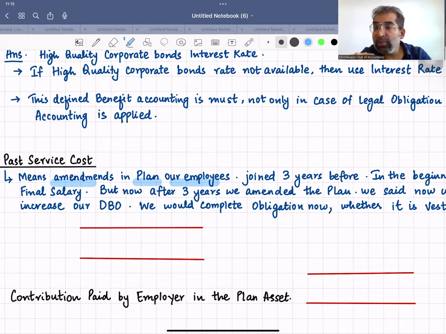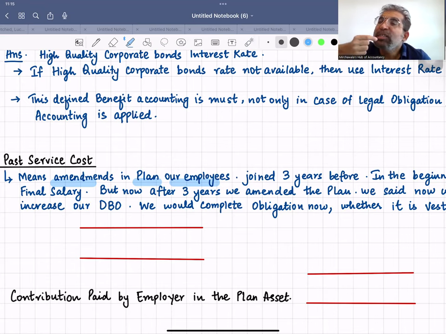Okay. And why do we call it past service cost? Because listen, we are going to give them additional benefit for their past services as well. Overall, I have said now you will get 50% of the final salary instead of 30%, for all the services. So this is an amendment in plan.